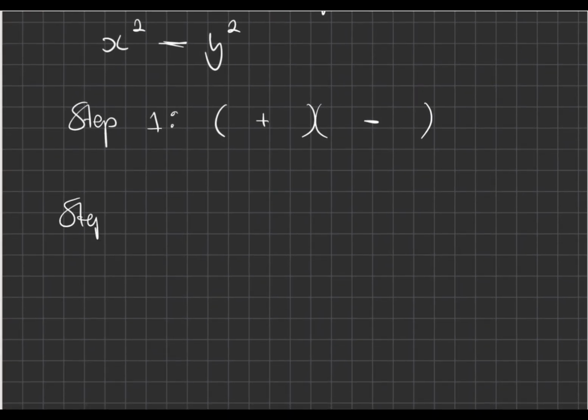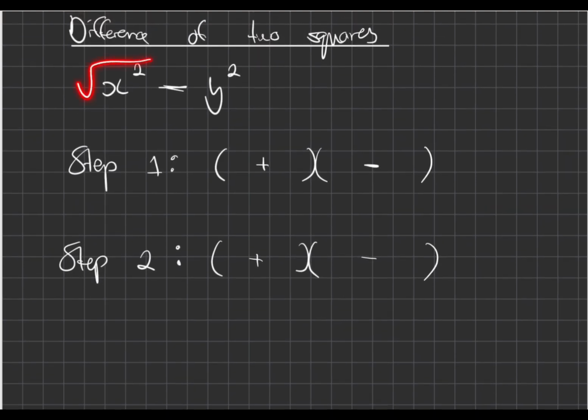Step 2 is, okay, we've already written down our brackets. We have the plus and we also have the minus in one bracket and another bracket. So now what we'll do is we ask ourselves, firstly, what is the square root of x squared, guys? What is that going to be? That is going to be x, right? The square root of x squared is just going to be x. So then we write an x there and we write an x in the other bracket as well.